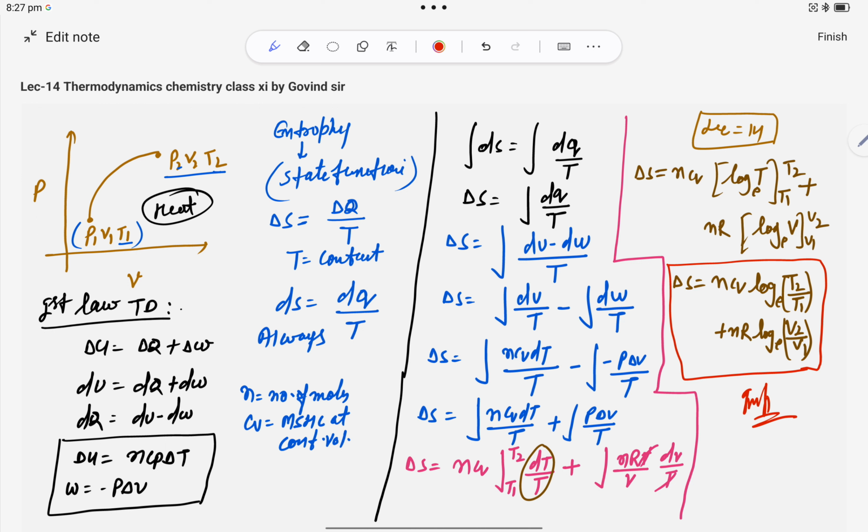If you want to convert in base 10, then you can what? Log x base e is equal to 2.303 log x base 10. You can convert in base 10 also. So you can repeat what I did. There is no information about the Q, then we apply first law of thermodynamics. From here we take the value of dQ and apply here, then we use these two formulas and we calculate this. So now I'm erasing it.